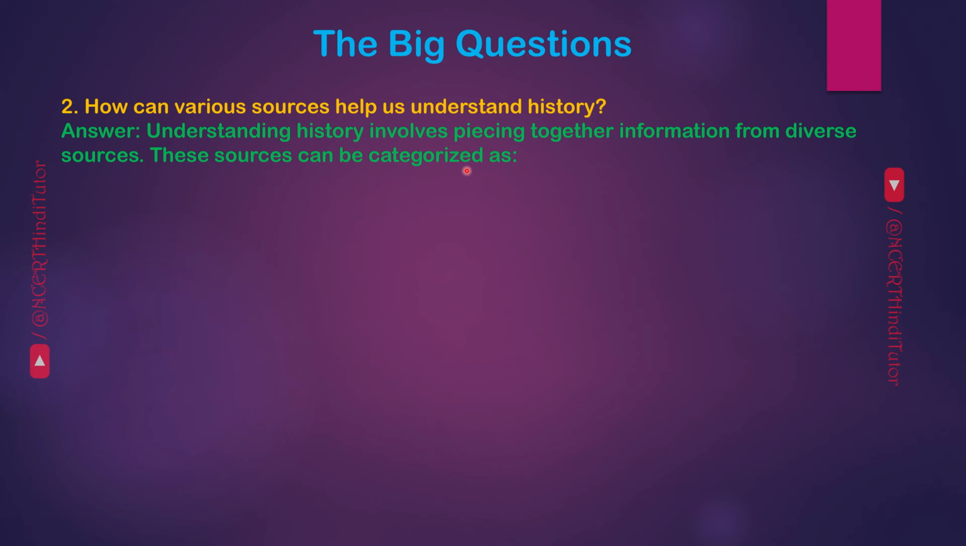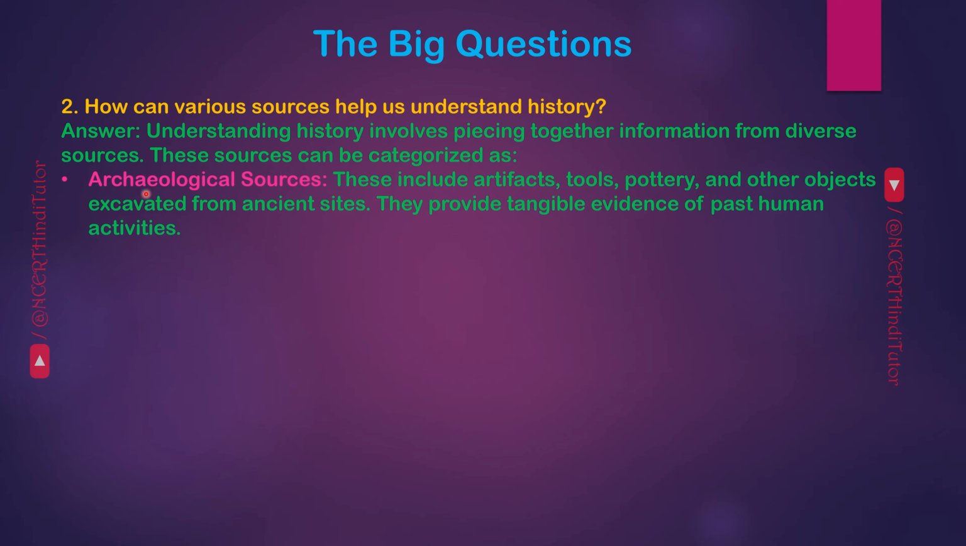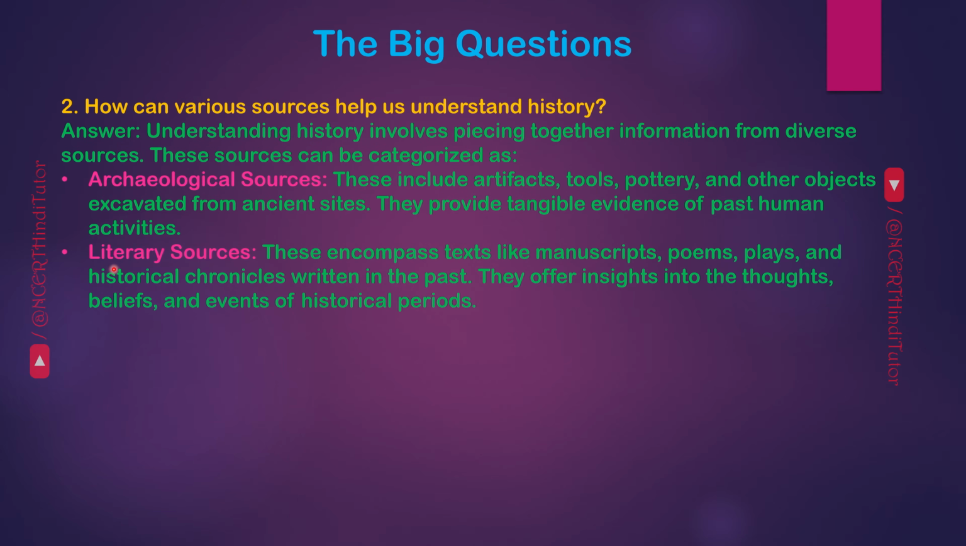These sources can be categorized as, first, archaeological sources. These include artifacts, tools, pottery, and other objects excavated from ancient sites. They provide tangible evidence of past human activities. Next, literary sources. These encompass texts like manuscripts, poems, plays, and historical chronicles written in the past. They offer insights into the thoughts, beliefs, and events of historical periods.